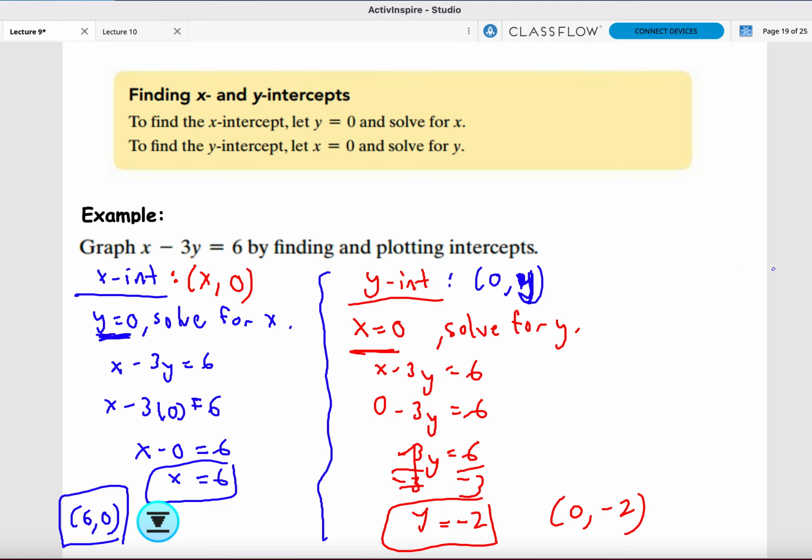So now that we have the points, we're going to go ahead and graph them, right? Let me sketch a quick graph, x and y. So we know x is 6, right? So 1, 2, 3, 4, 5, 6. So x is 6. And then y is negative 2. 1, 2, y is negative 2. And then draw your line through them, and we're done.